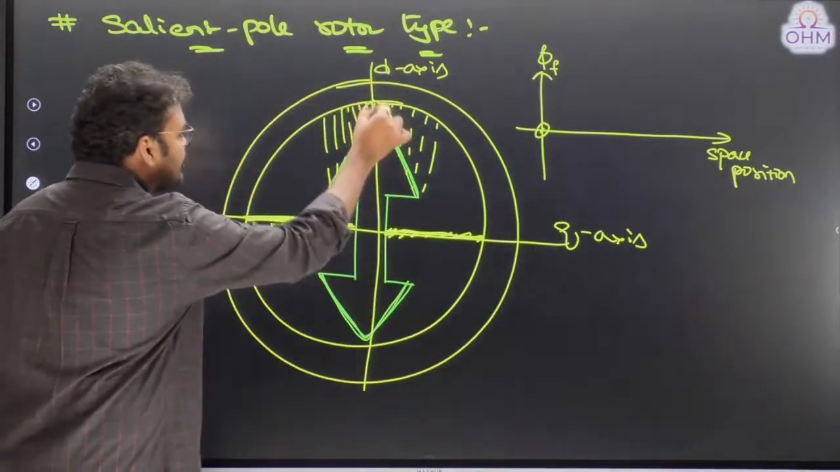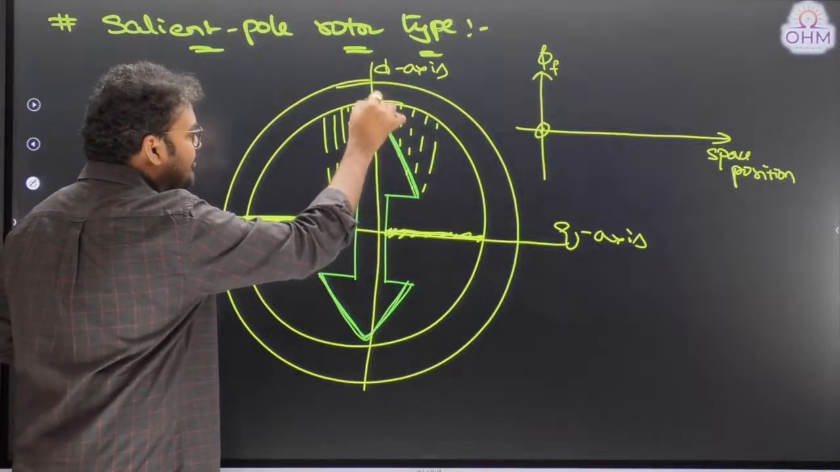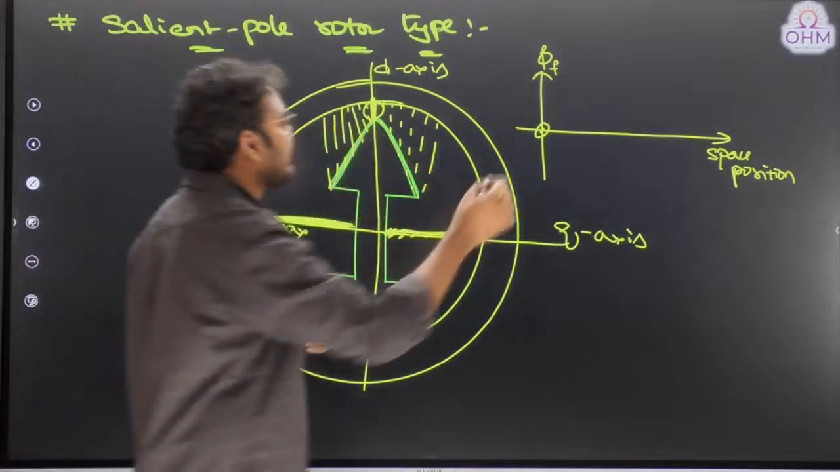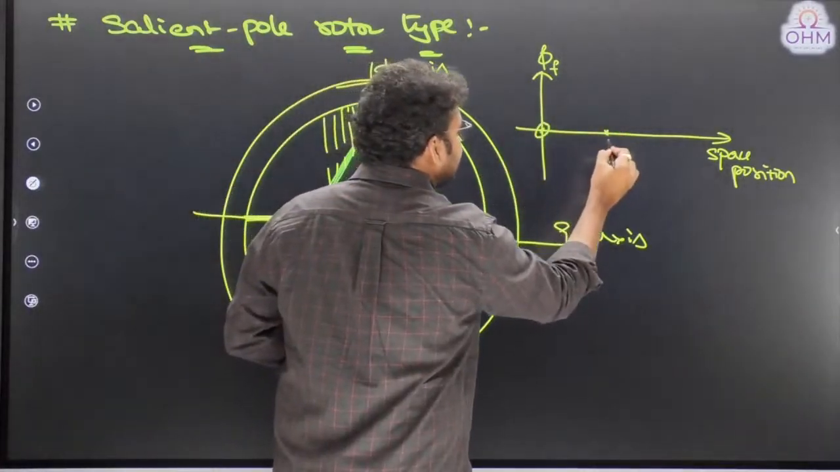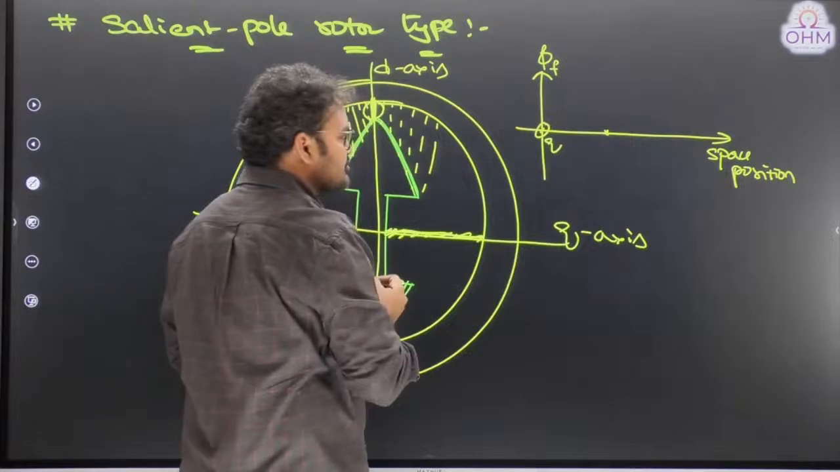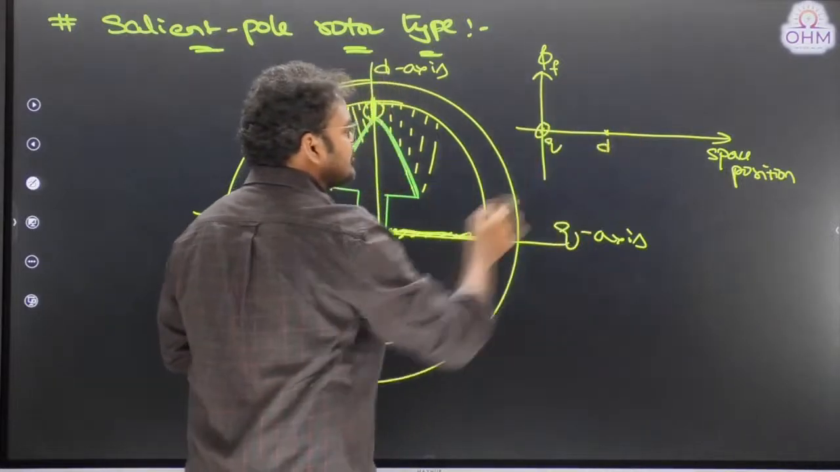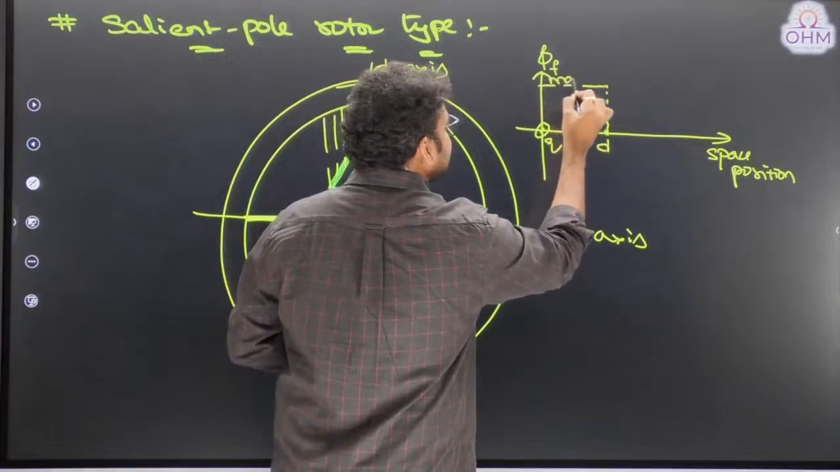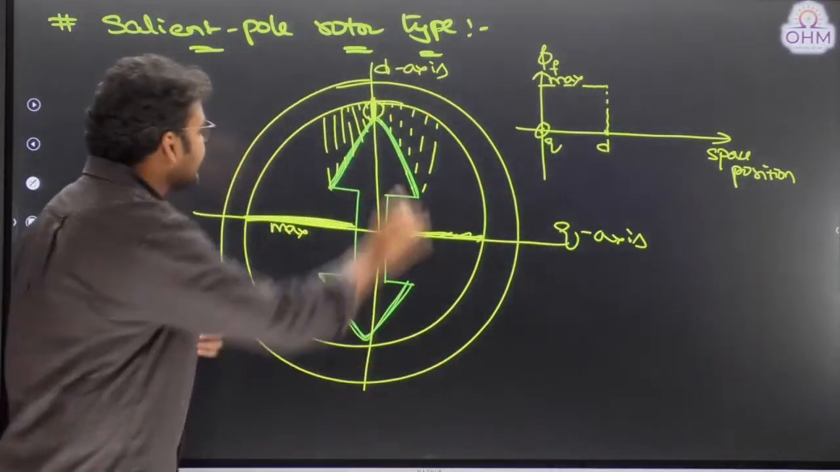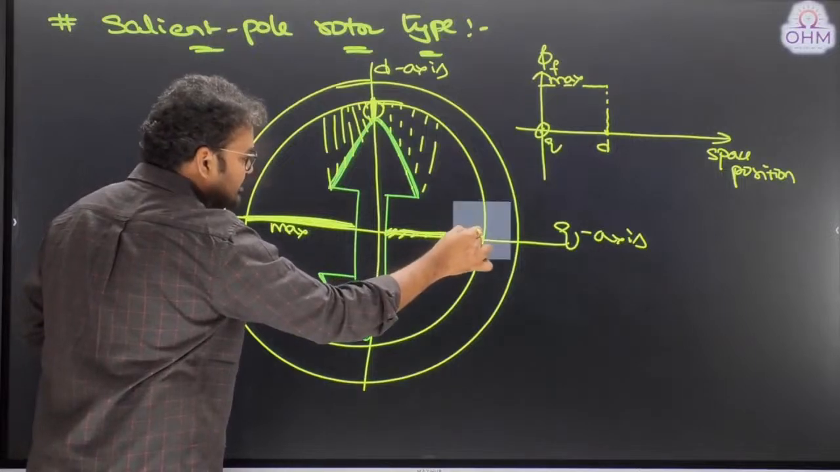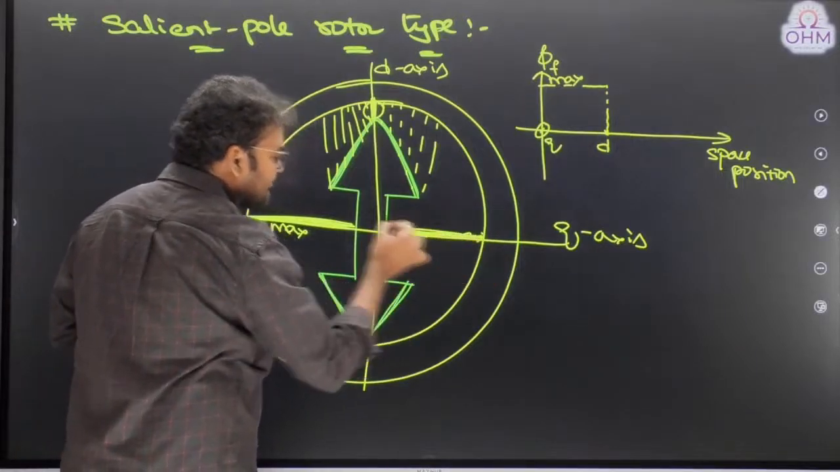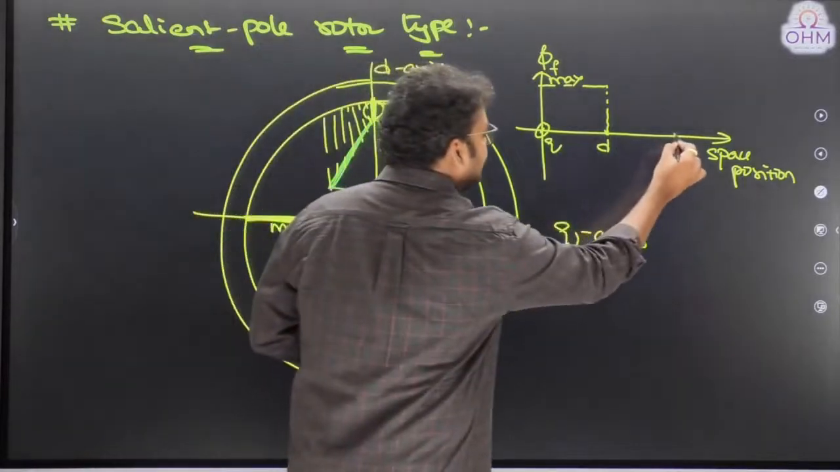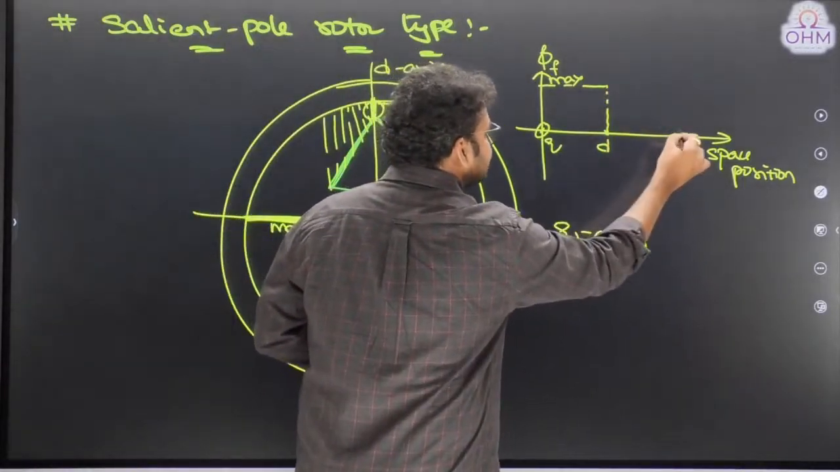Next, when you go to the direct axis position, air gap length is minimum, reluctance is minimum, so flux will be maximum. Exactly at the direct axis, the magnetic flux is maximum. Again, when you go to the quadrature axis position, air gap length is maximum, reluctance is maximum, therefore flux will be minimum.